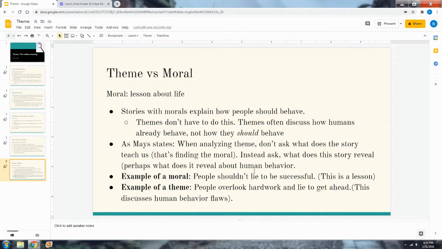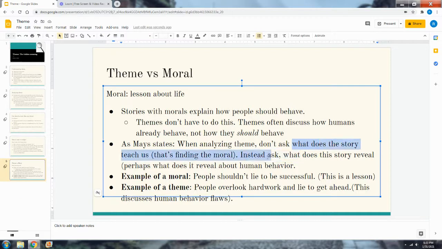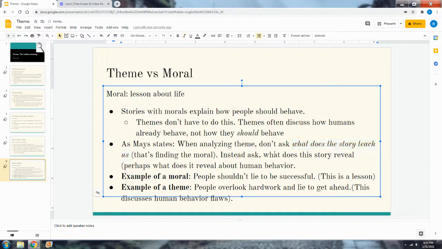I was obviously on a tangent when I wrote this, so let me fix this little typo. Don't ask, what does the story teach us? Don't ask that because that's more about trying to find a moral. Instead, ask, what does the story reveal? So think about that as well. All right, so let's add a question there, right?